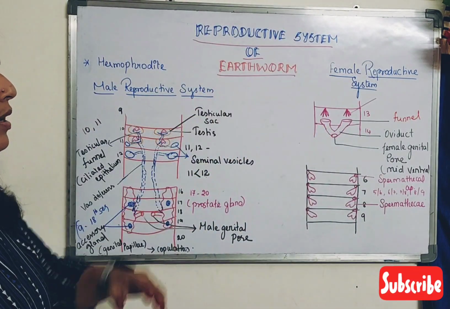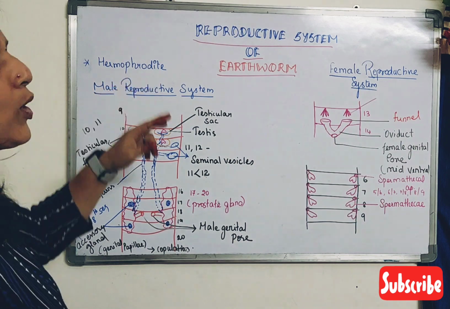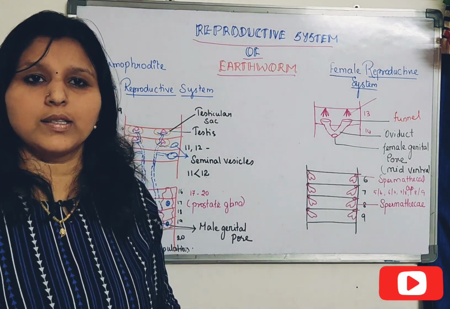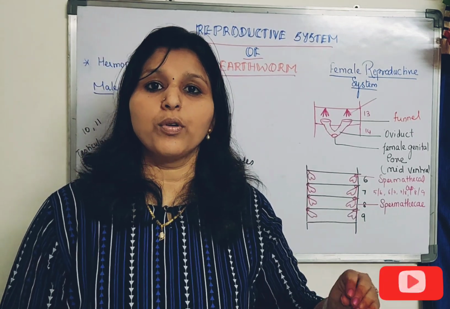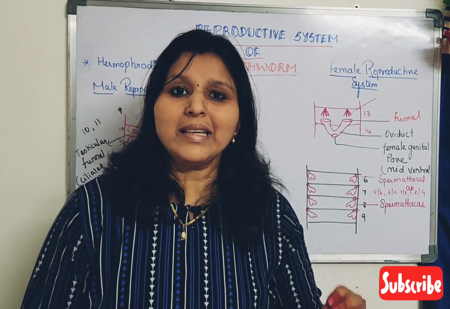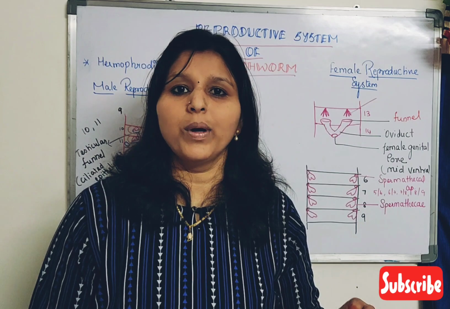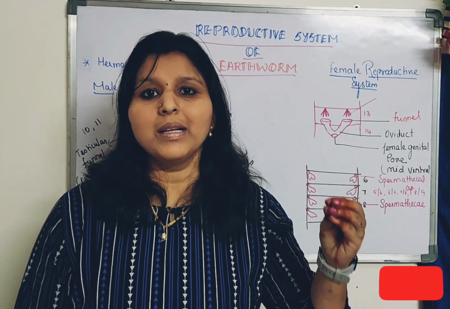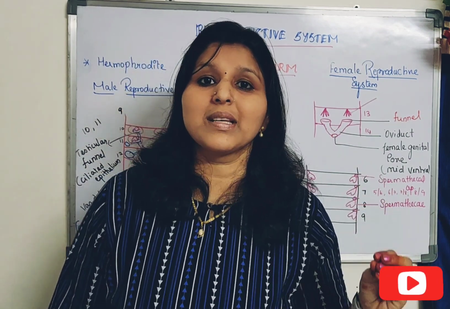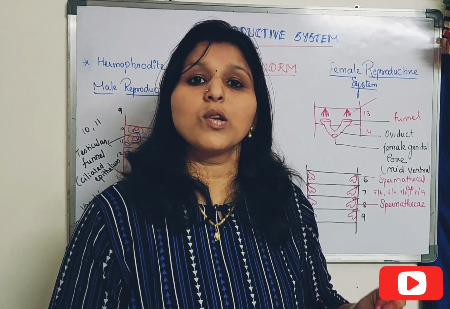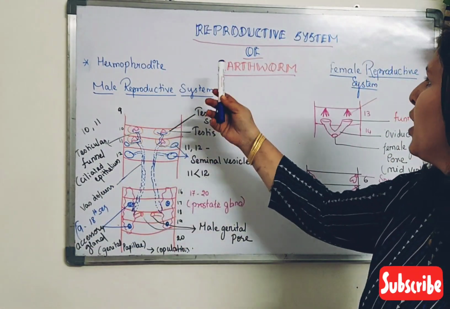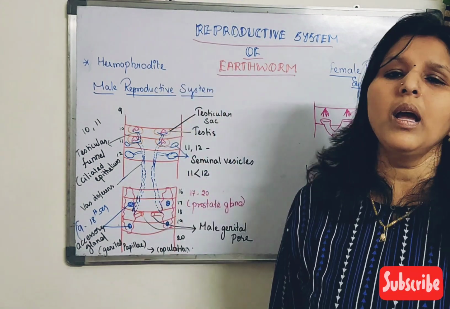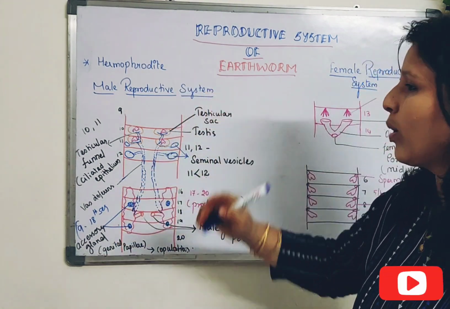So, coming to the reproductive system of the earthworm, these are hermaphrodites. What are hermaphrodites? These are organisms in which both male and female sexual organs are present in the same individual. Such organisms we call bisexual organisms. So the earthworm is bisexual in nature.